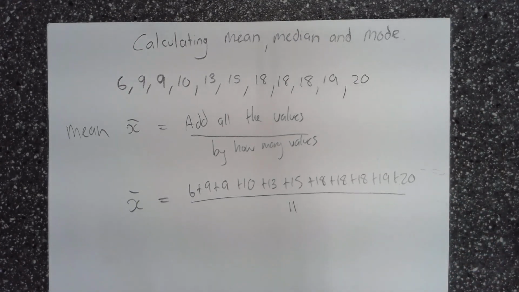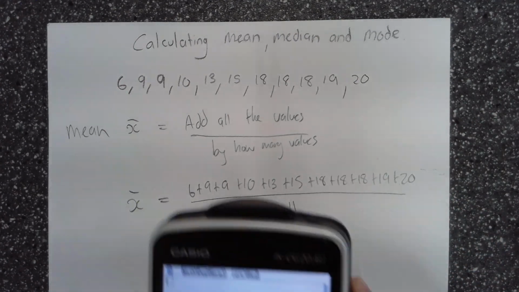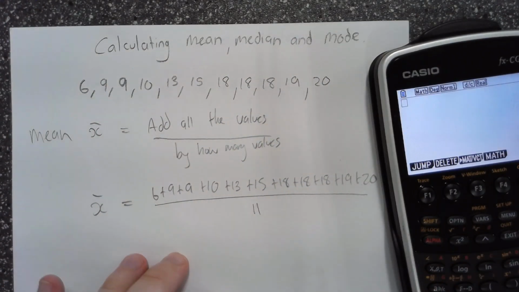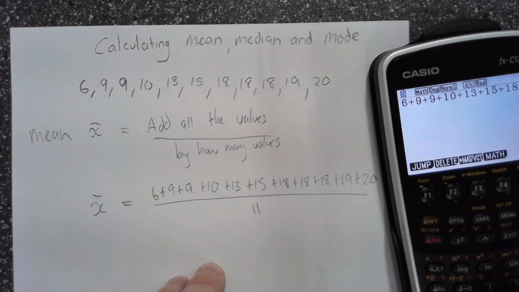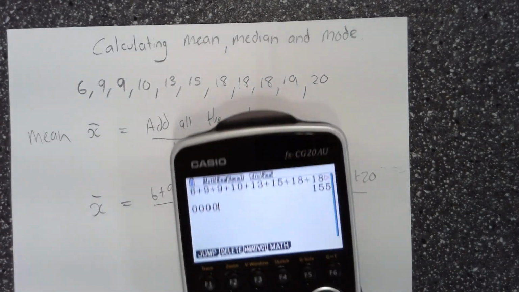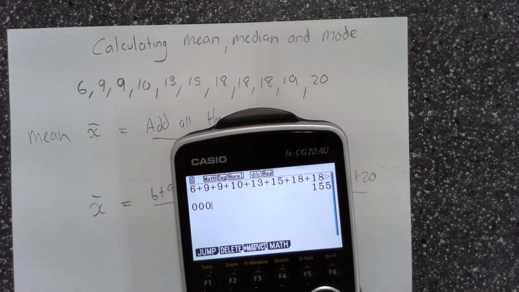So what we can do is grab our calculator. I'm using my calculator, so yours might not look like this, but that's fine. Just use any scientific calculator. We're just going to go 6 plus 9 plus 9 plus 10 plus 13, and all we're doing is copying in these data values. We're going to make sure that we get it exactly right. If we make an error here, we're going to get a wrong answer. So we can see that the answer here is 155. Oops, delete those zeros.